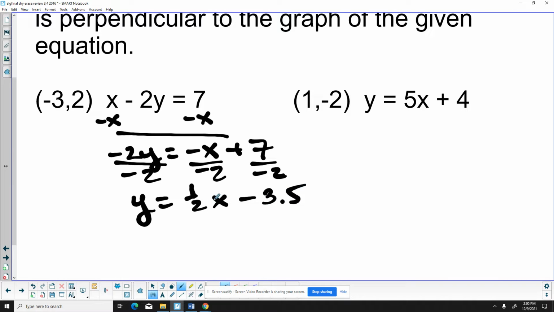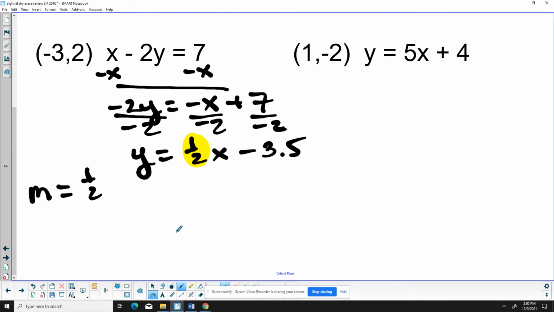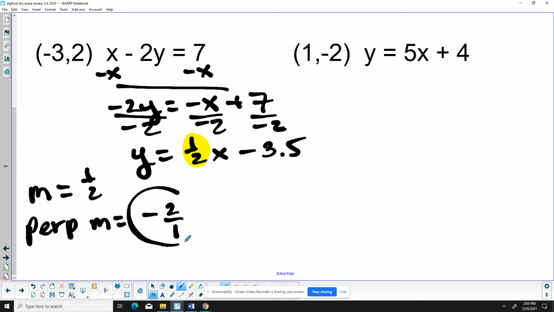Well, I really only care about the slope, the m. So the slope is 1/2. If I want to write the perpendicular line, I flip it and I change the sign. So the perpendicular slope is 2/1 flipped, and then it was a positive, so I make it a negative. So this is the slope I want to use, this one right here.